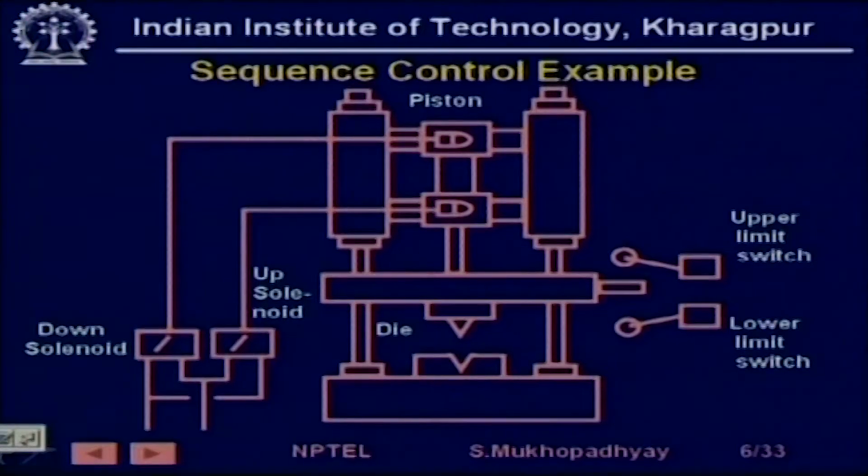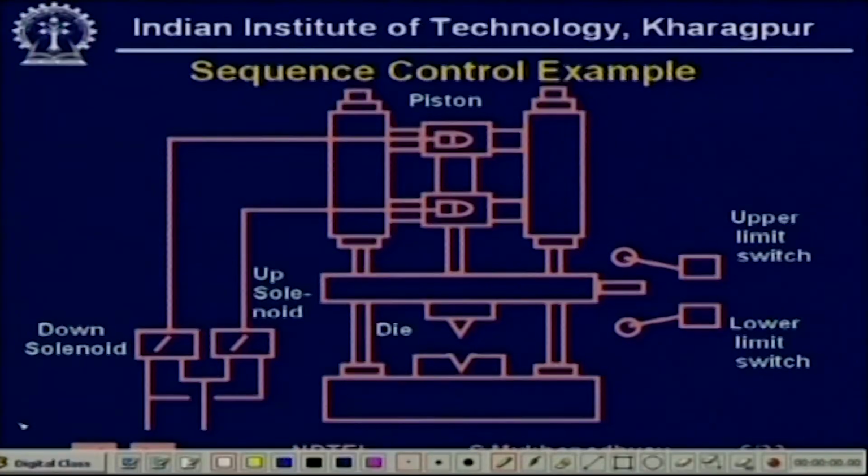Before we look at them in more conceptual ways, let us take an example. So, look at this. It is supposed to be a die. It's supposed to be a stamping press. So, if you look at this, this is the stamp. This is the press. Okay. So, there are two solenoids, up solenoid and down solenoid.